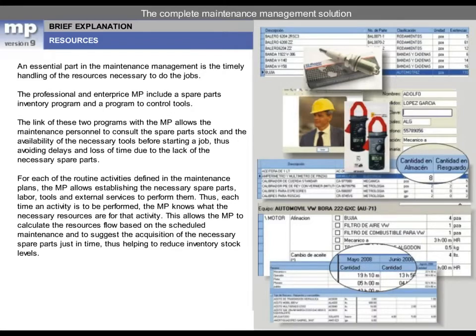For each of the routine activities defined in the maintenance plans, the MP allows establishing the necessary spare parts, labor, tools, and external services to perform them. Thus, each time an activity is to be performed, the MP knows what the necessary resources are for that activity. This allows the MP to calculate the resources flow based on the scheduled maintenance, and to suggest the acquisition of the necessary spare parts just in time, thus helping to reduce inventory stock levels.